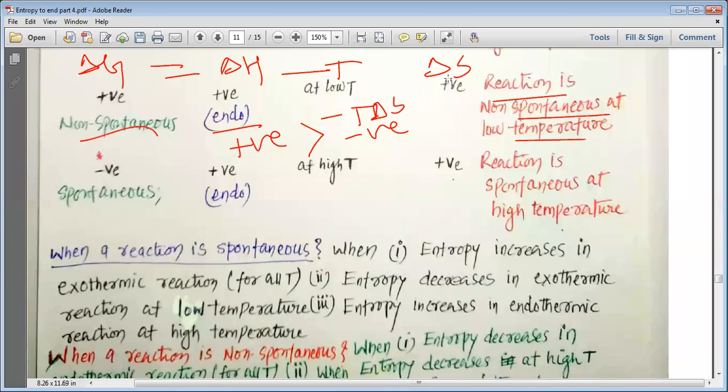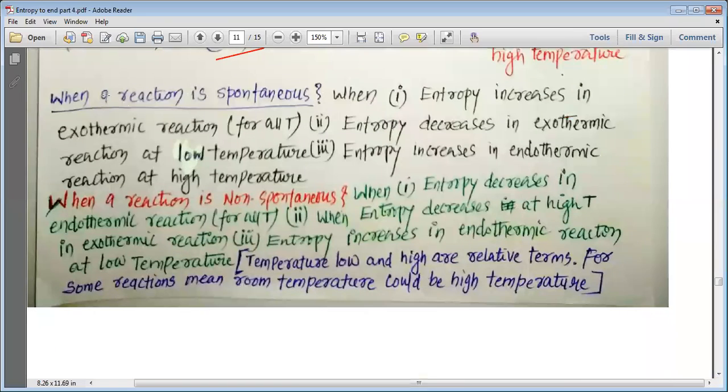Means if the entropy increases and the reaction is endothermic, at low temperature it is going to be non-spontaneous, but at high temperature, if the entropy increases and the reaction is endothermic, it is spontaneous. So in what cases, my dear students, can we easily understand that a reaction is going to be spontaneous? Number one, when entropy increases in an exothermic reaction, it is always spontaneous. When entropy decreases in an exothermic reaction and the reaction takes place at low temperature, it is spontaneous. When entropy increases in an endothermic reaction at high temperature, it is going to be spontaneous.